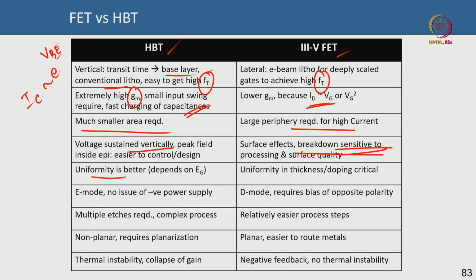HBT is better in uniformity because it mostly depends on the band gap, but in a field effect transistor your thicknesses are very important. In your HEMT, for instance, your top AlGaAs barrier or AlGaN barrier is very critical, but in case of HBT the top emitter thickness is not so critical because the band gap is critical. Your diode-like behavior, the band gap is more critical than the thickness.